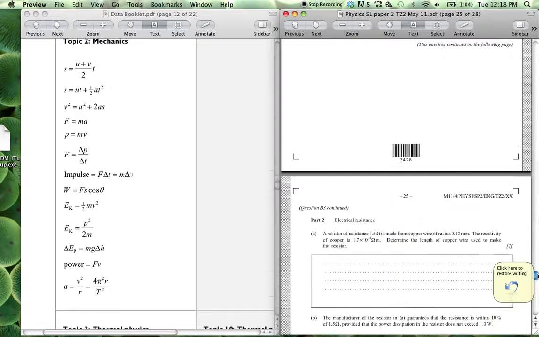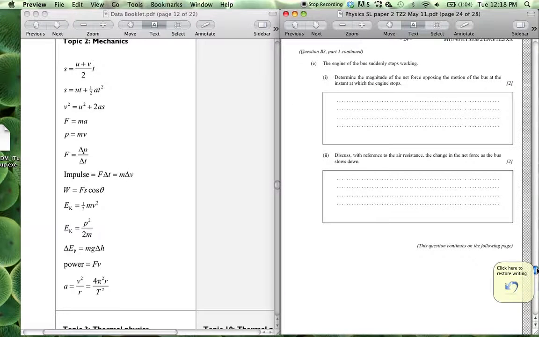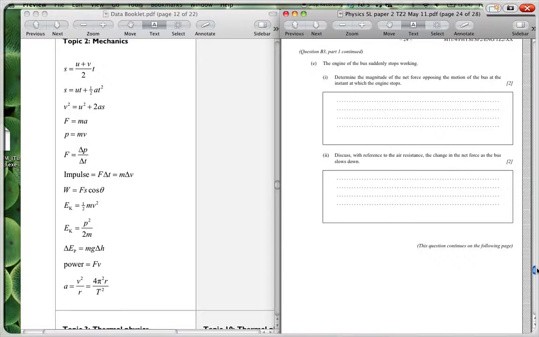And then our final question here says, discuss with reference to the air resistance the change in the net force as the bus slows down. So as the bus slows down, air friction is going to decrease. Air friction will decrease as the speed decreases, and so therefore the net force will decrease.